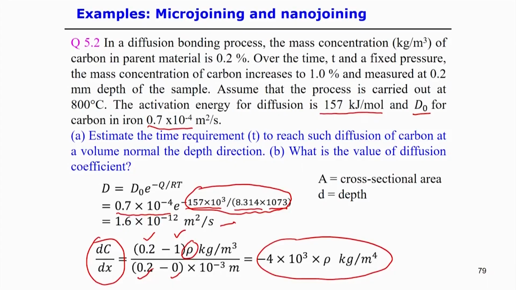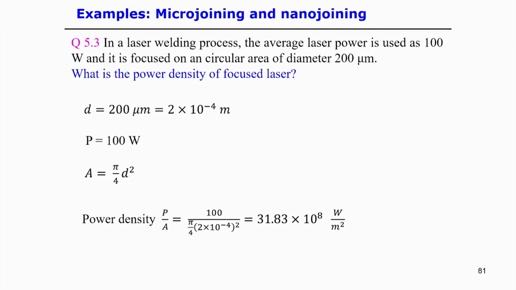So, this is one type of problem. Now, we look into another type of problem. In a laser welding process, the average laser power is used as 100 watt, and it is focused on a circular area of diameter 200 micrometer. Now, what is the laser power density in this case? How can you estimate the power density?